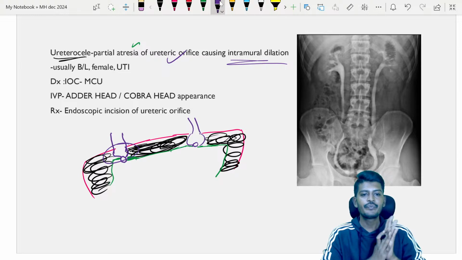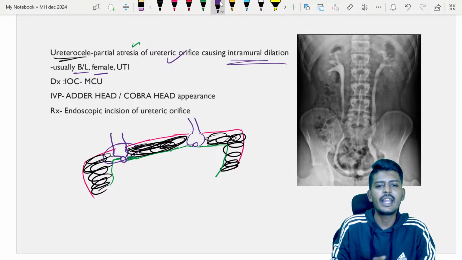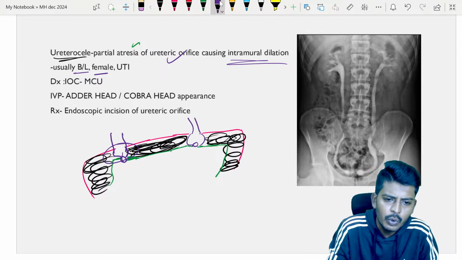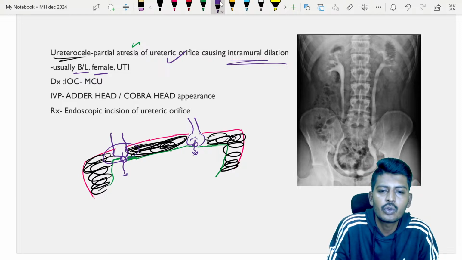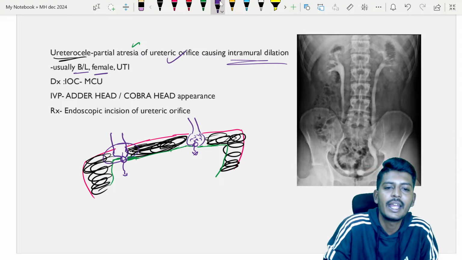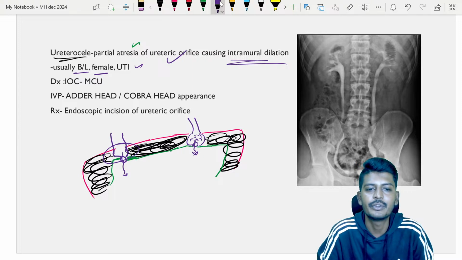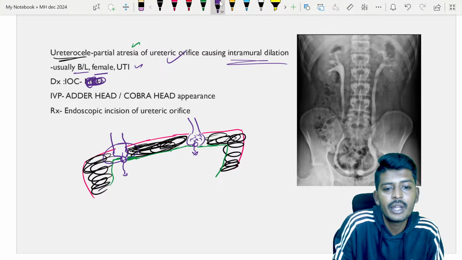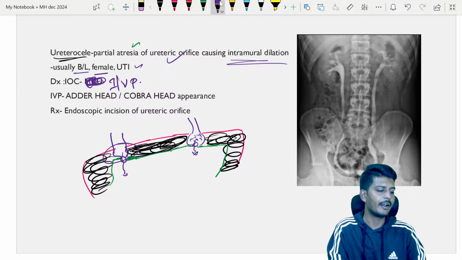So usually it is bilateral. It's more common in female patients. The orifice is there, the opening is there, but it is a very small opening. So urine will be coming, but more urine cannot come out. So more urine starts to store up here and it starts to create urinary tract infection. So they'll come back with urinary tract infection. Investigation of choice is not MCU, it is IVP, intravenous pyelogram.